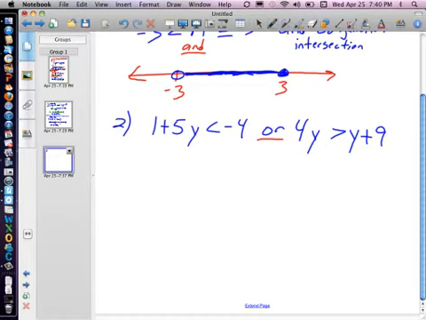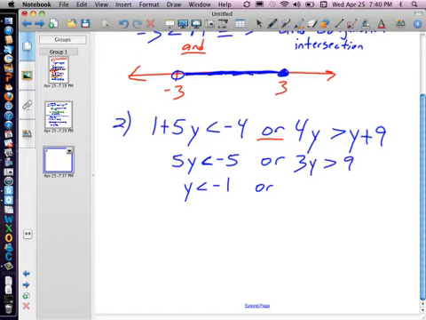So we're going to isolate the y in each inequality. The first one I'm going to subtract 1 from both sides. It's going to give me 5y is less than -5. Now I'm going to divide both sides by 5 and get y is less than -1. So that one's done. And I'll just write or for both of those. Let's get the y on the same side, so I'm going to subtract y from both sides. Now I'm going to divide both sides by 3. Since I didn't do any multiplication or division with a negative number, I don't have to flip any of the signs, so I'm okay. I'm going to set up the graph now.